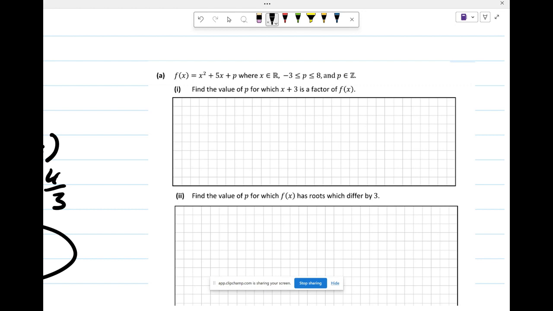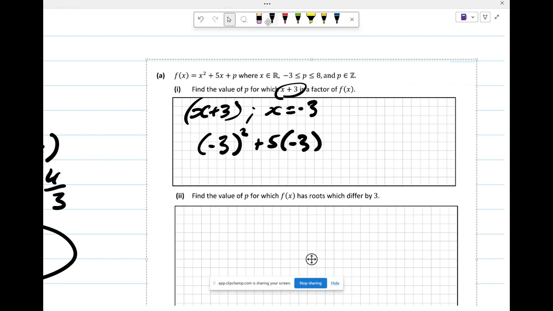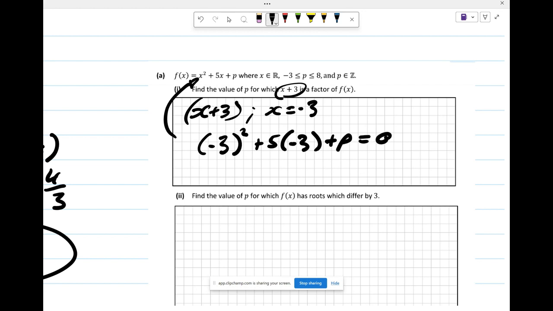So find the value of p for which x plus 3 is a factor of f of x. So if x plus 3 is a factor, that means x equals minus 3 is a root. And when we sub in roots, we get 0. So I'm just subbing in everywhere I see x, I'm subbing in minus 3. And then we're going to let that equal to 0.